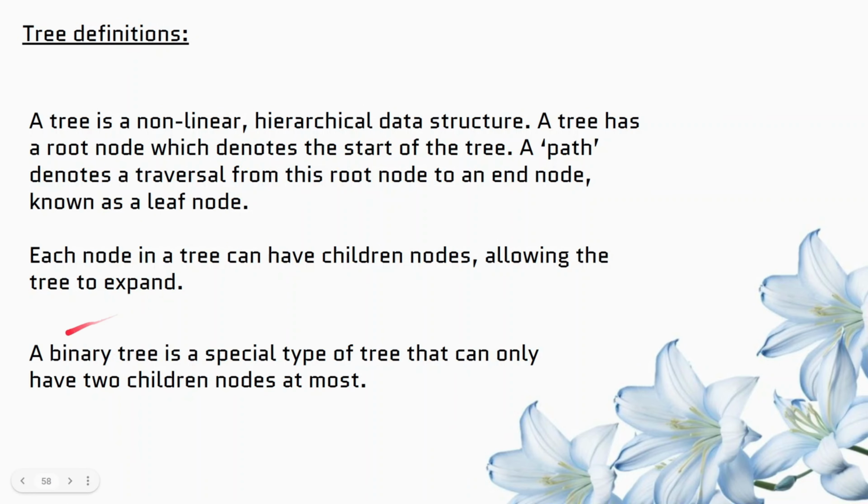So, a binary tree is a special type of tree that can only have 2 children at most. It could have less than 2 children, it could have 0 children, making it a leaf node. However, each node has to have at most 2 children. And we come across binary trees a lot in computer science, especially A-level computer science.